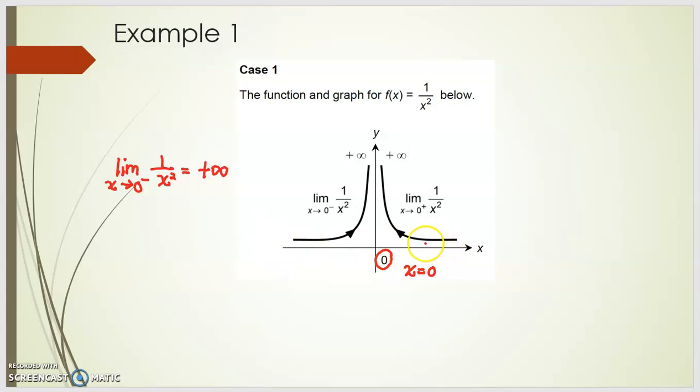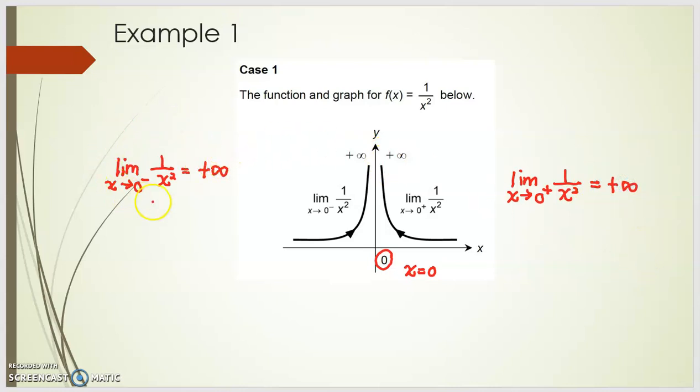Now let's look at the right-hand side. So here is the right-hand side. The limit as x approaches 0 from the right-hand side of the function 1 over x squared. As x approaches 0 from the right-hand side, again you follow this arrow. So the graph will approach positive infinity. Again, here is positive infinity.